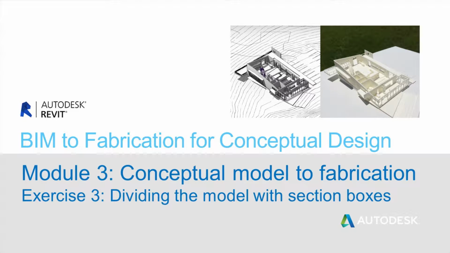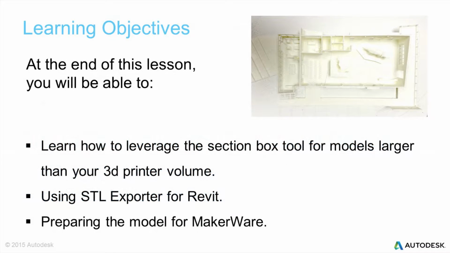Module 3, Exercise 3, has us dividing up the model with section boxes. This way we can take a larger physical model that we're trying to build, like for this instance at a 16th inch scale, and fit it within the print volume of a 3D printer. So we're going to learn how to leverage a section box tool for models larger than your 3D printer volume, use the STL exporter for Revit, and prepare the model for Makerware.